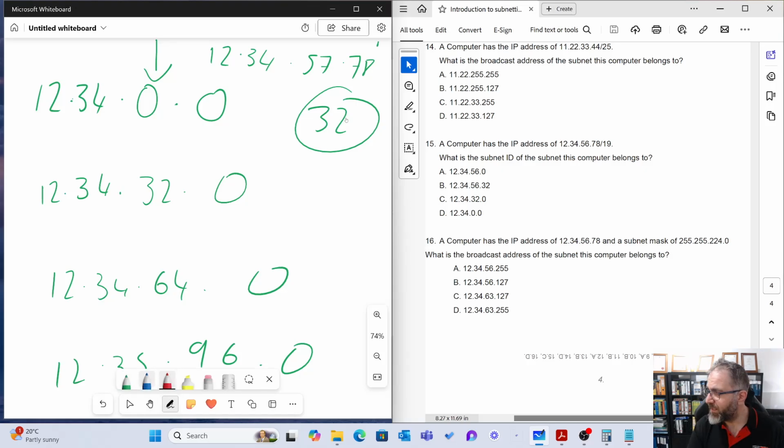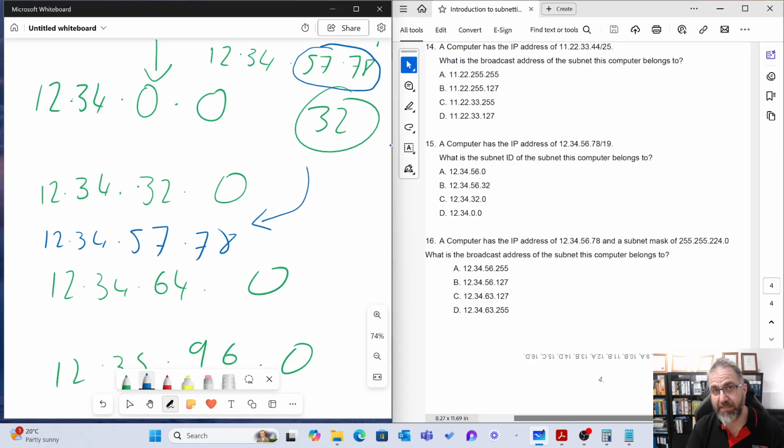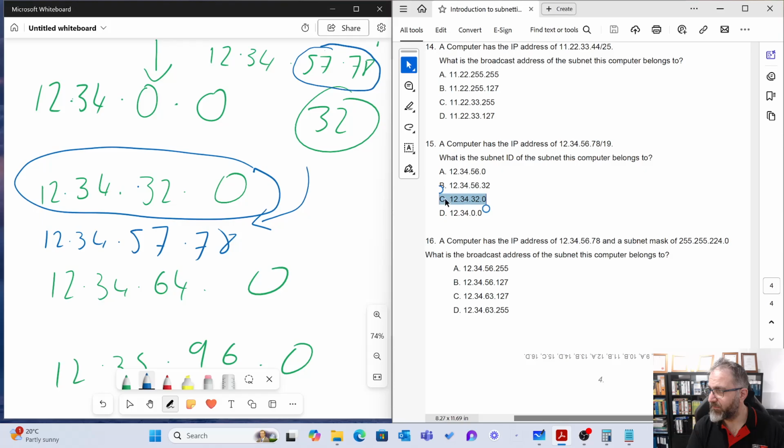Now, what's the question asking from us? What network ID does that belong to? The host there is 57. So it's going to be in this range. Why is it? Because 57 is between 32 and 64. That's the answer there. And we can see it right there. So we go to C, and there we go.